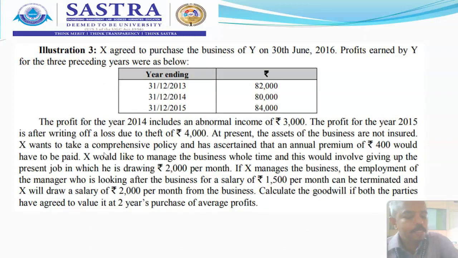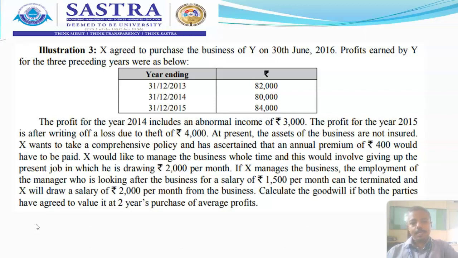Let me give you the next example sum where I will be applying any one of these methods based on the question. Now let us go through the next illustration where we are requested to calculate the goodwill by a particular method. From the previous lecture you must have understood the steps as well as the method to calculate the goodwill. So let me brief the question now.